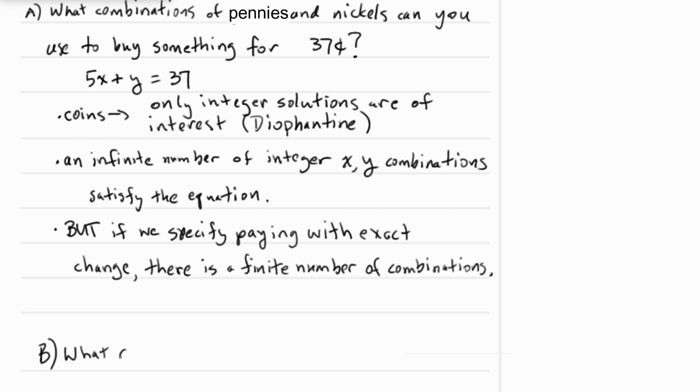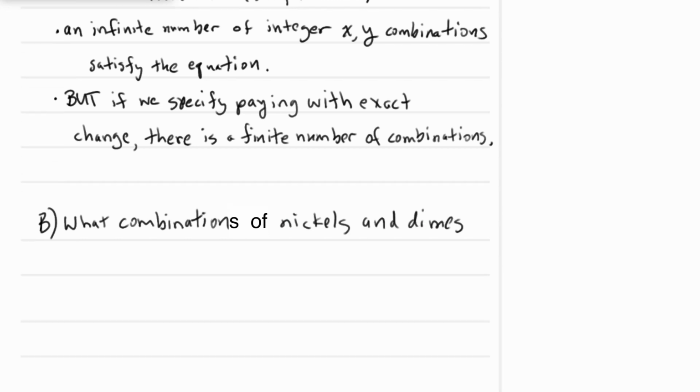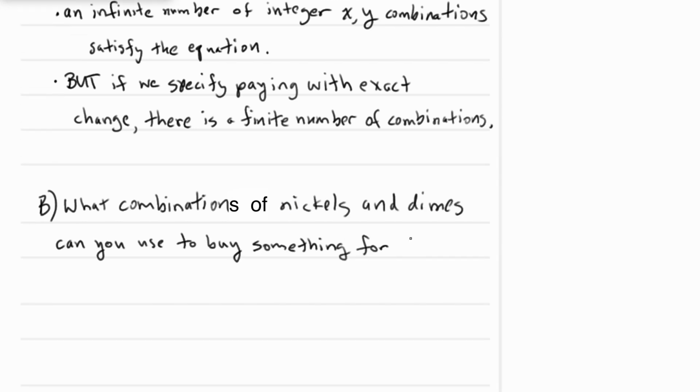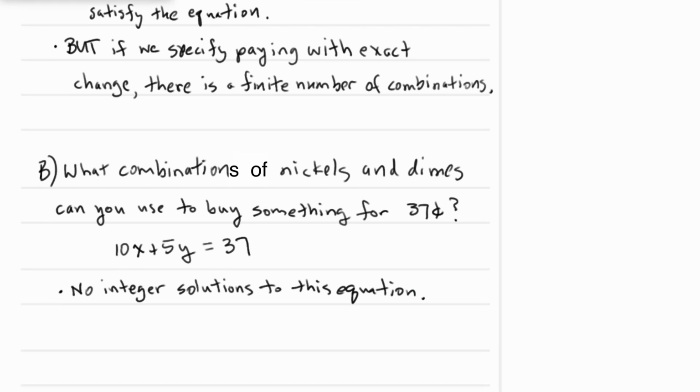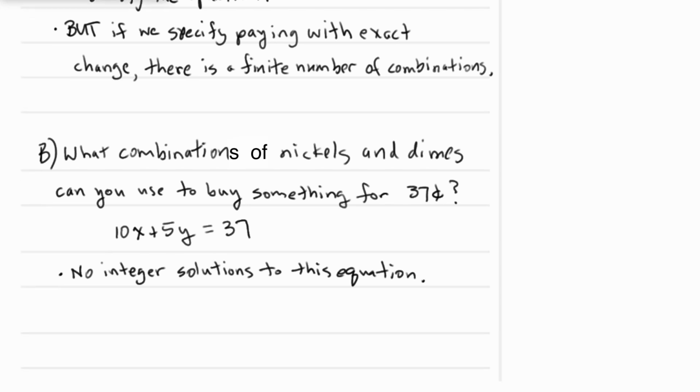Here's a similar scenario. Suppose you have nickels and dimes instead. What combinations of nickels and dimes could you use to buy something for 37 cents? The equation is 10x plus 5y equals 37. X is the number of dimes and y is the number of nickels. This time there aren't any integer solutions. If all you have is nickels and dimes, you can only pay amounts that are multiples of 5 cents. No combinations add up to 37 cents.